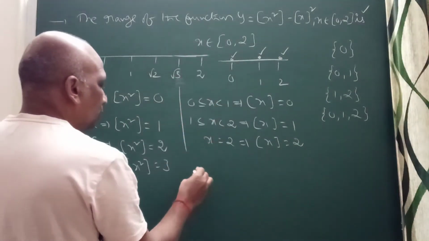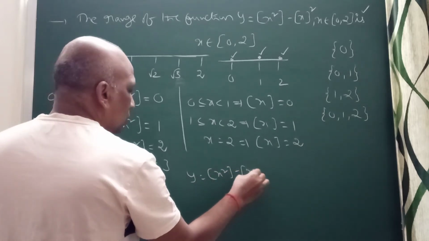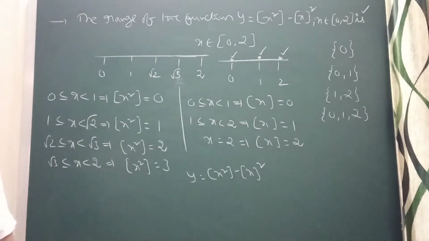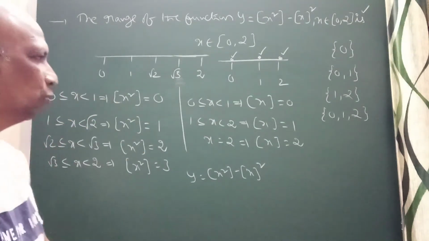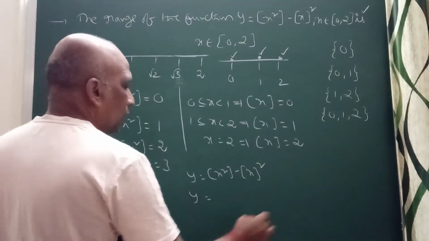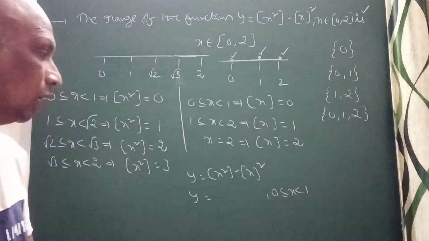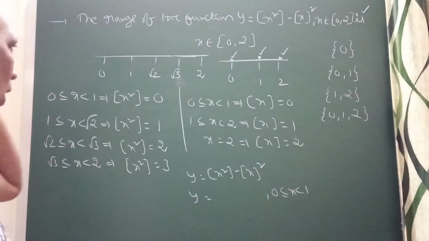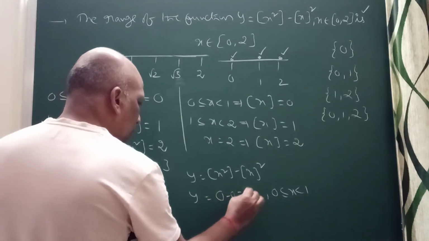When I am taking the y value, y is equal to step of x square minus step x whole square, right? This is step x whole square. So you can think about this value. Between 0 to 1, you can see the possible values. Suppose 0 less than or equal to x less than 1. If you take between 0 to 1, this value will be 0 and this value will be 0. So you will get the function is 0 minus 0. So it will be 0, right?